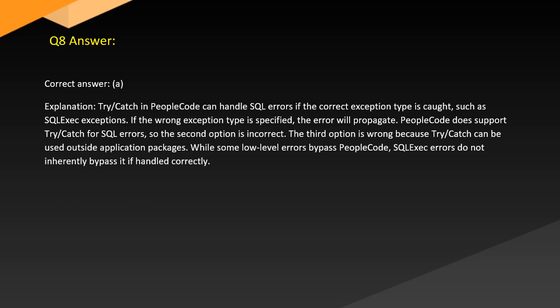Answer. Correct answer. A. Explanation. Try-catch in PeopleCode can handle SQL errors if the correct exception type is caught, such as SQLExec exceptions. If the wrong exception type is specified, the error will propagate. PeopleCode does support try-catch for SQL errors, so the second option is incorrect. The third option is wrong because try-catch can be used outside application packages, while some low-level errors bypass PeopleCode. SQLExec errors do not inherently bypass it if handled correctly.